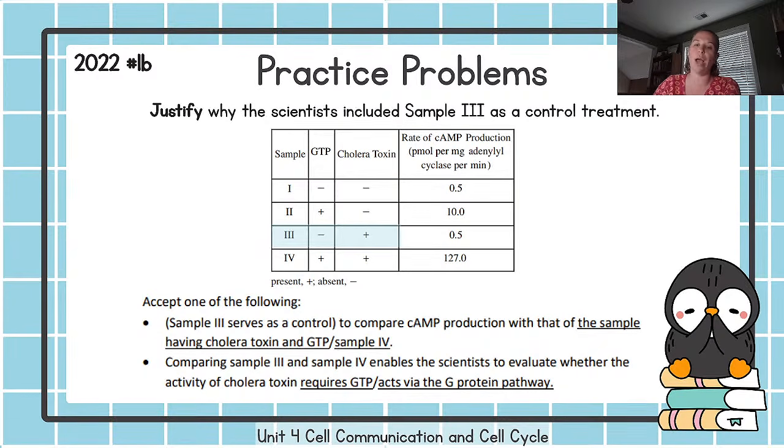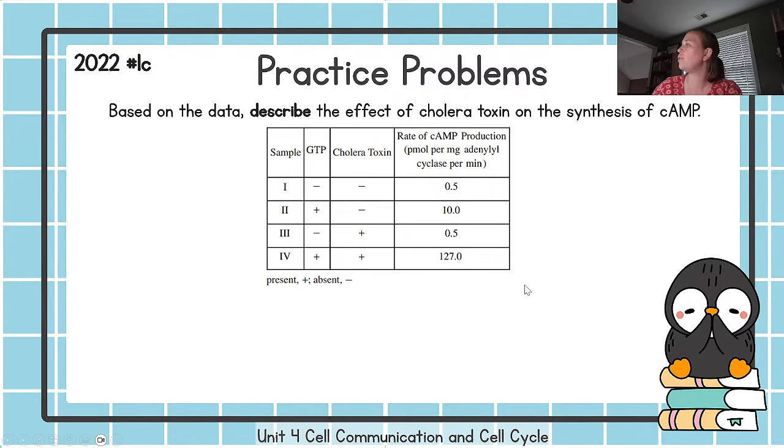And so the reason why is because you're going to compare it to sample 4 to be able to determine the effect of GTP, because if both 3 and 4 both have that cholera. So that's what we see there. So the next question, based on the data, describe the effect of cholera on the synthesis of cyclic AMP.